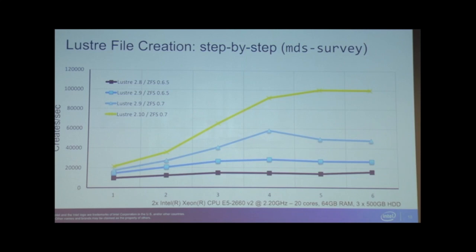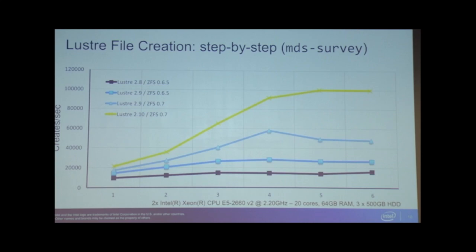And so through various stages of improvements on the Lustre side, you can see, going from one Lustre version to the next, you're getting some improvement. You also get some improvement going from one ZFS version to the next. And so we're up in the 100,000 range.